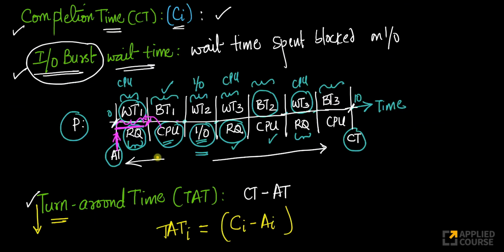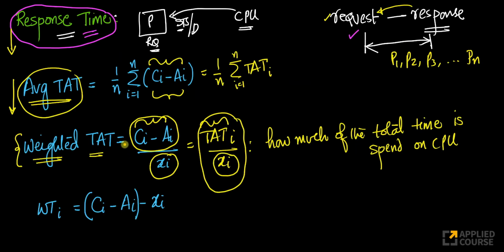Okay. So for example, in this case, my xi will include this, because this is the time I'm spending on the CPU, and it also includes this, and it will also include this, because my total time spent on the CPU is this window plus this window plus this window. That is the denominator. In the numerator it will be CT minus AT, or in other words Ci minus Ai, right? Very simple.